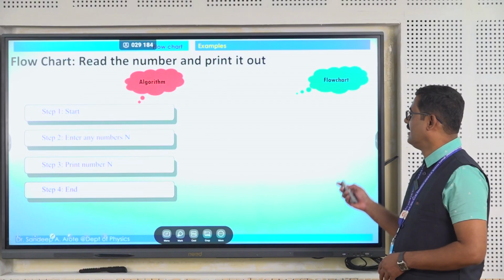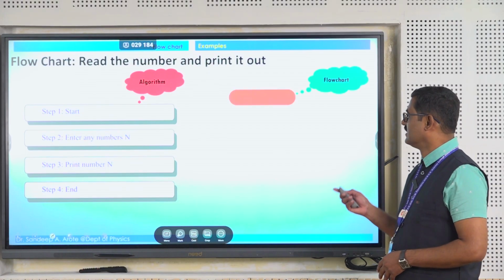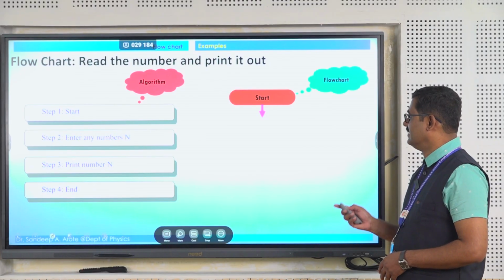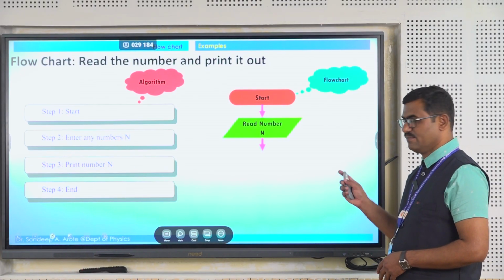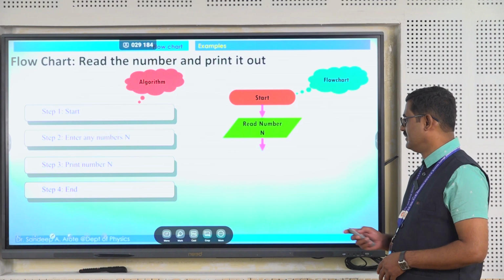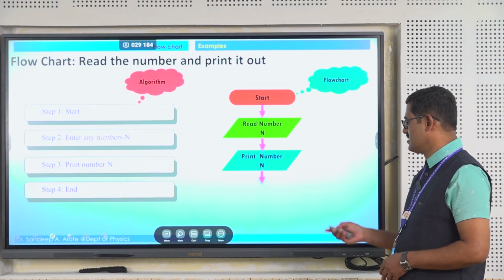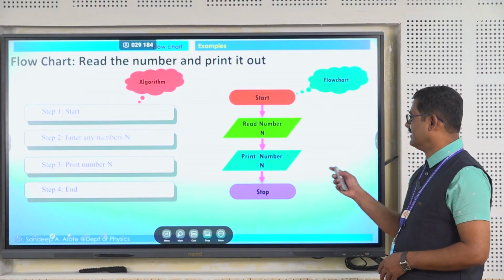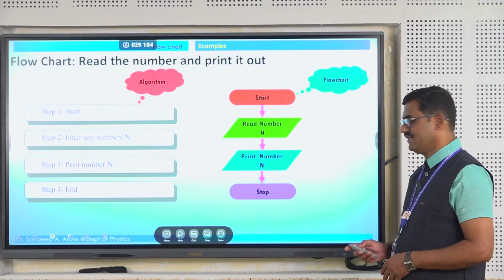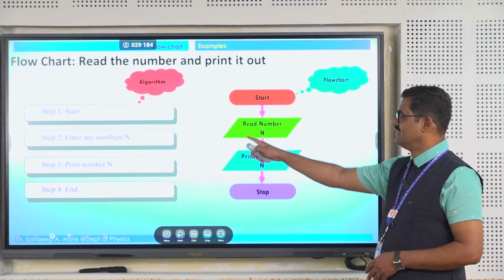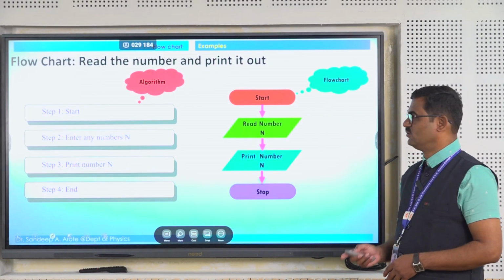Now let us see how the flowchart will be for this. So first step is start, as it is in terminal. Then second is input, hence it is in parallelogram. The third step is output, hence it is also in parallelogram. And the last step is stop. So start, read number, print number, and stop. So with the help of these four steps, you can easily convert your algorithm into flowchart.